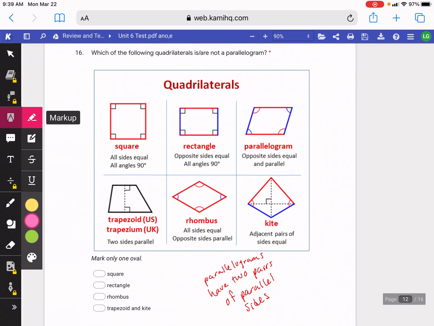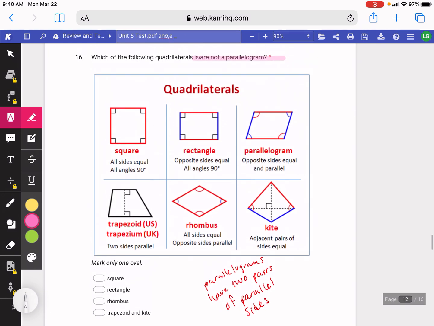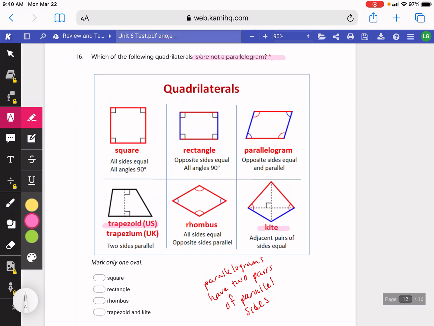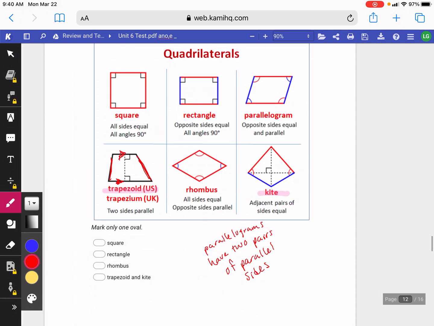This next question wants to know which quadrilaterals are not parallelograms. Well, parallelograms have two pairs of parallel sides. So if you look at this diagram, the only two shapes that don't have two pairs of parallel sides are trapezoids and kite. For a trapezoid, one pair of sides is parallel, but the other pair is not. So these two right here are not parallel, so that makes it not a parallelogram. And for a kite, none of the sides are parallel, so that's not a parallelogram.